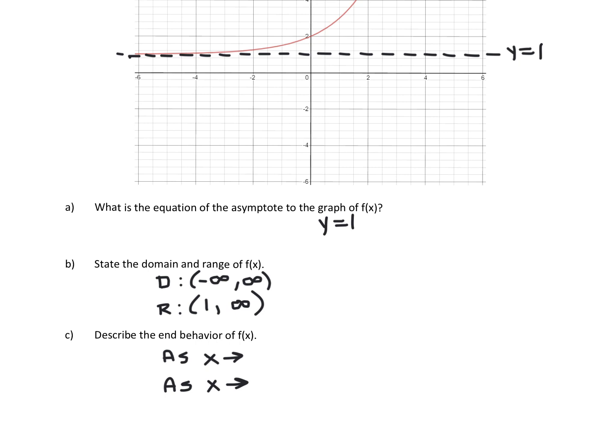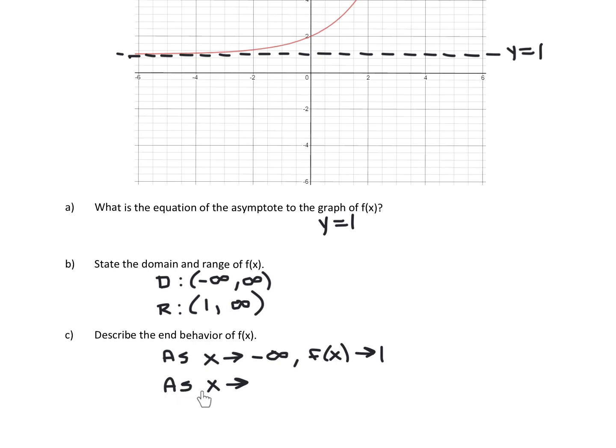So let's start here. As we go to the left on our graph, aren't the x values getting lower and lower? x is approaching negative infinity. As x approaches negative infinity, let's talk about what happens to our y values, what happens to f of x. As x goes further and further to the left, aren't these y values approaching a height right here of 1? So we could say f of x approaches 1.